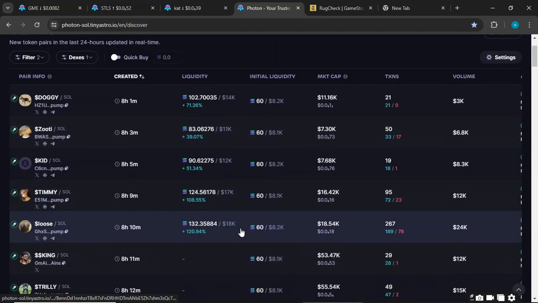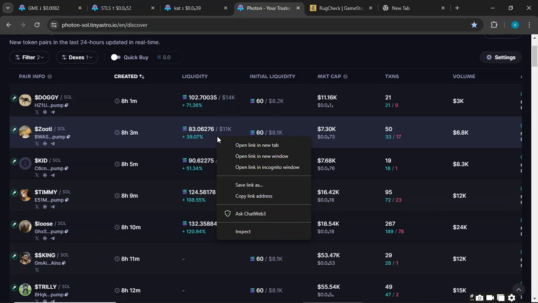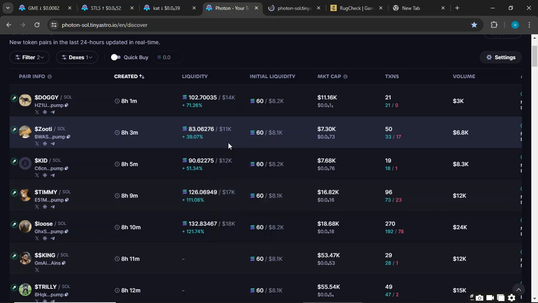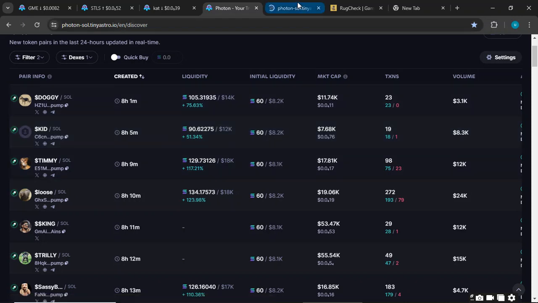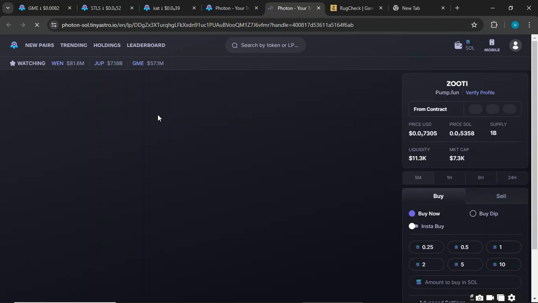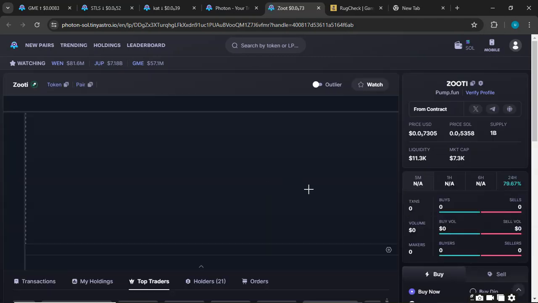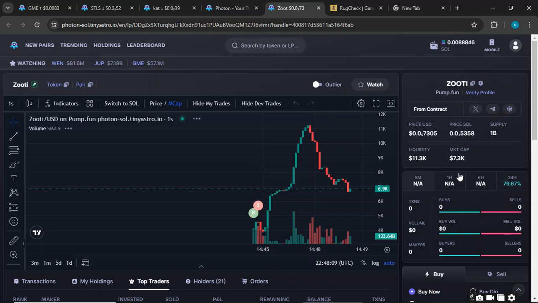Let's just check another token. Okay, this one is on 39%. Liquidity is not even much, 6.9k. This is not much. The volume is not much. Okay. Let's see. All right, currently on 7 points. Wow.